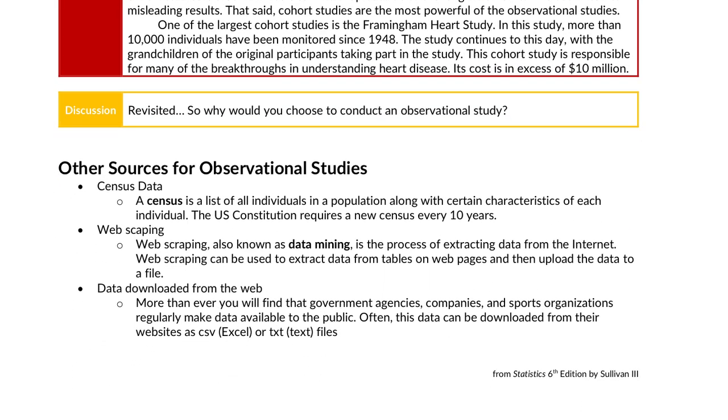Some other sources for observational studies, so these are not types, but just places that researchers will go to find observational studies, is the census. A census is a list of all individuals in a population along with certain characteristics of each individual. The U.S. Constitution requires a new census every 10 years, so the next one you will participate in is 2030, because 2020 was the last census.